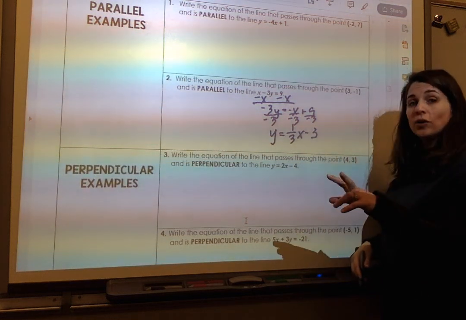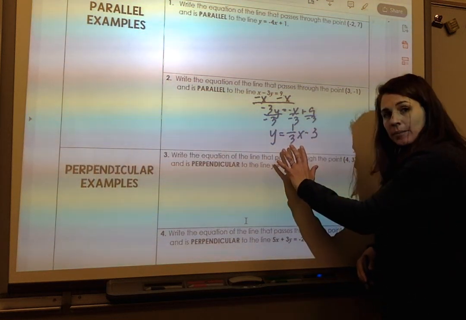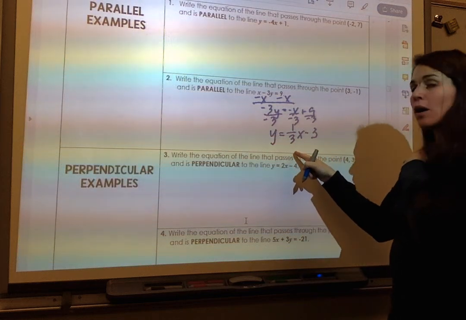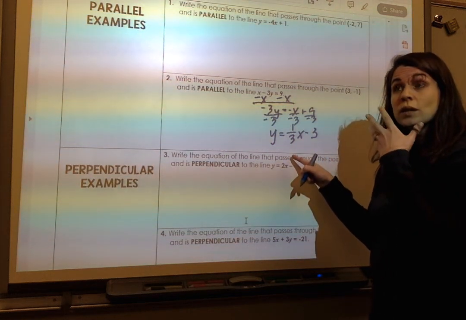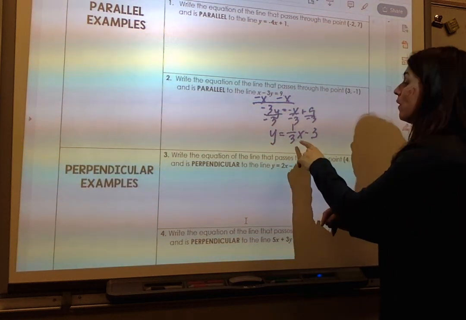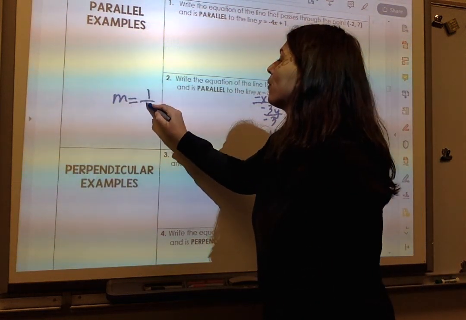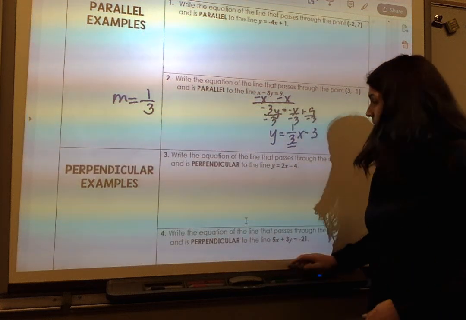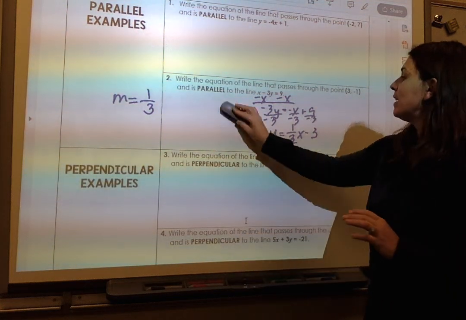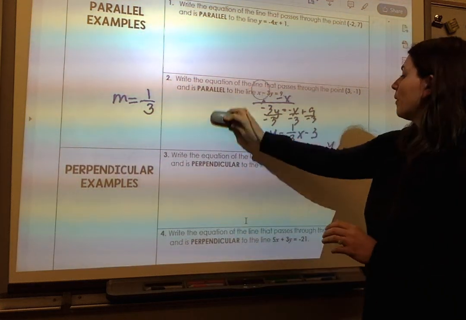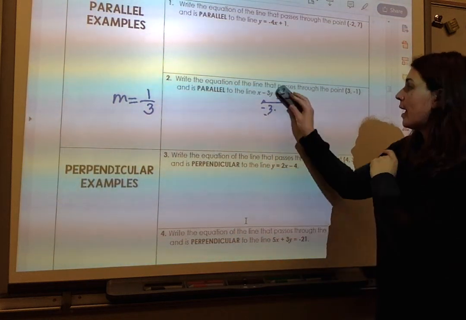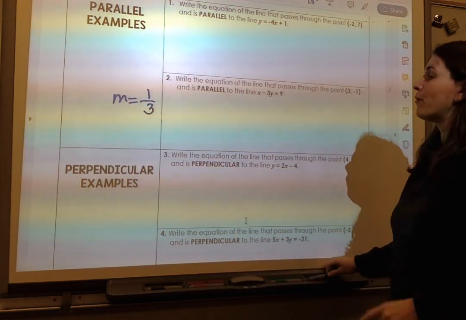So my new line has to be parallel to this one. Well, if it's parallel, what does my new line slope have to be? Well, if this is 1/3, my new slope has to be 1/3 also because they're parallel. So now I need to create a line that's parallel to this one of 1/3 and passes through the point of 3, negative 1.